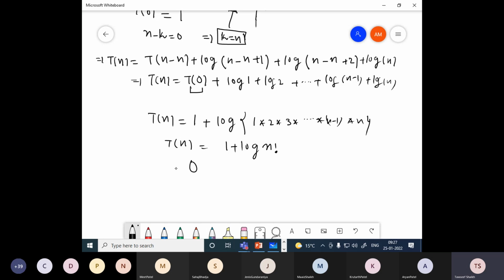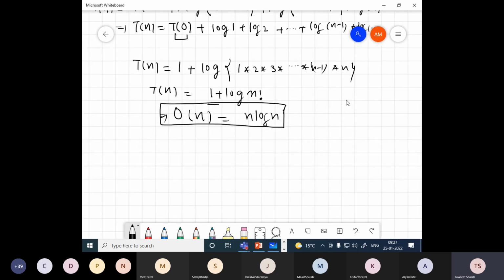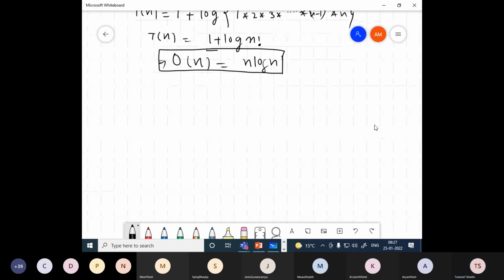So by taking only the asymptotic notation, the 1 will be eliminated, it will be log n factorial, and that will again be equal to n log n. So that will be the time complexity of this type of program segment.